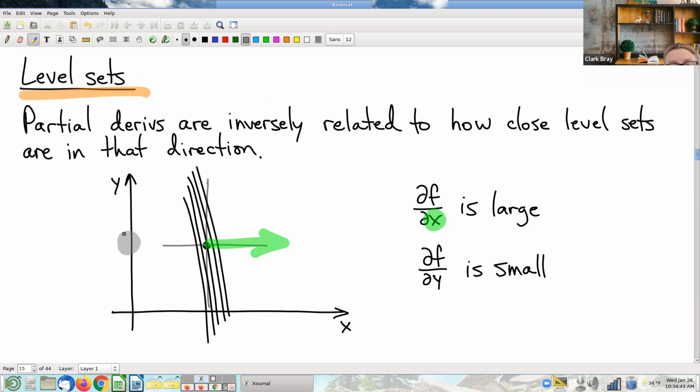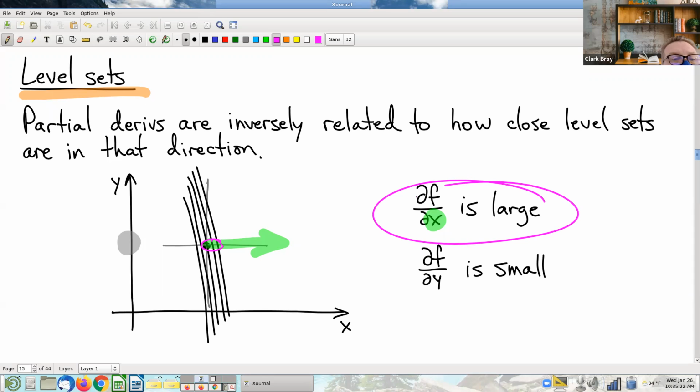Based on the picture, how much is f changing as I move as described? I would argue it's changing a lot really fast. Check it out: I went up 200 feet over a mere very short little distance on the map there. So that's a lot of change in the function per unit of how far you moved in the x direction. So a large partial, because in that direction the level set lines are close together.